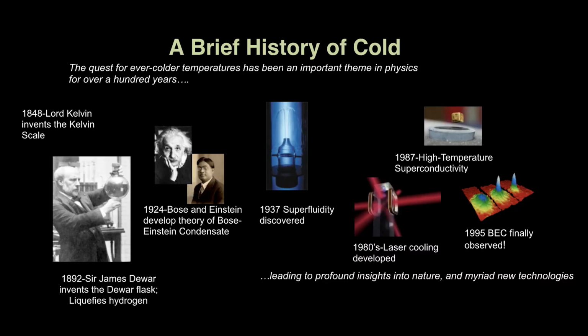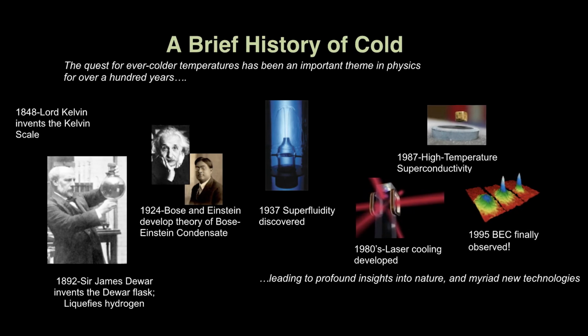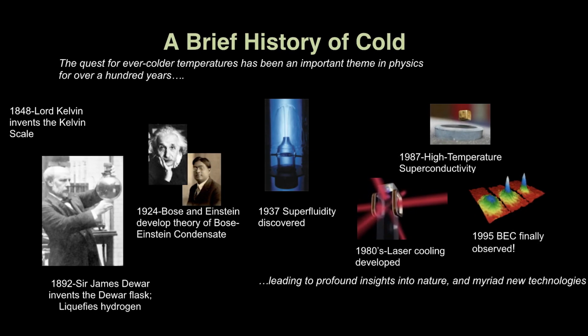So back in the 1800s, Lord Kelvin invented the Kelvin scale, which took a look at the amount of energy substances had, which is a function of their temperature, which is a function of their speed. When you slow things down, you get to colder temperatures, to lower speeds. And so at absolute zero, the minimum energy state, you are essentially motionless.